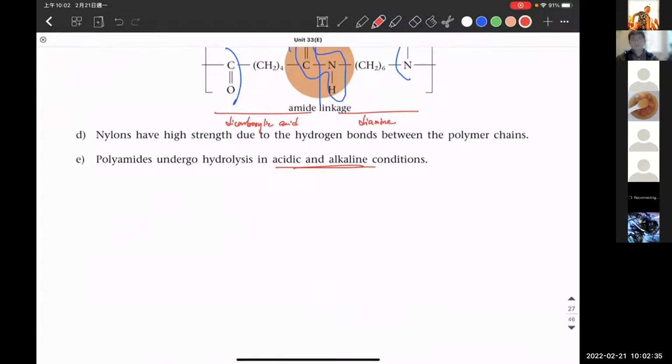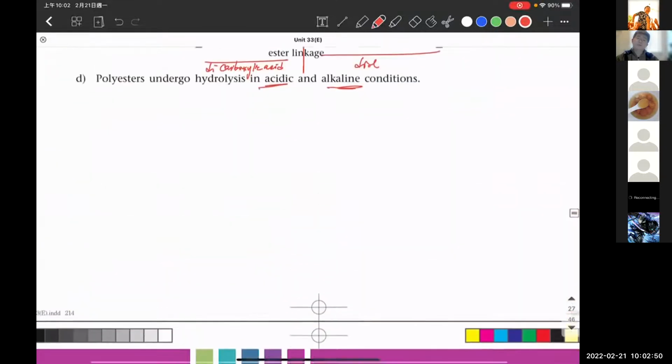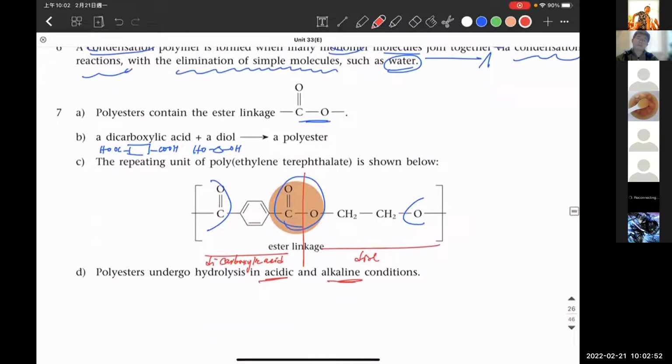Last but not least is to compare the two chemicals in terms of strength. Nylon, in general, has a higher strength. It's because of hydrogen bonds that can be formed between polymer chains, but not in polyester. So if you really want to make the polyester more rigid, you are going to think of how to add more benzene or length in between in order to make the whole structure more rigid. And this is our way to do so.